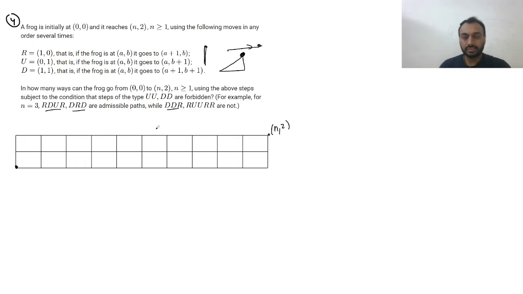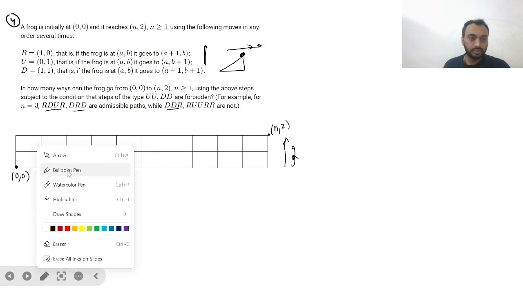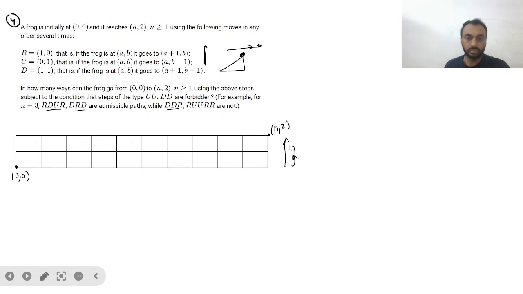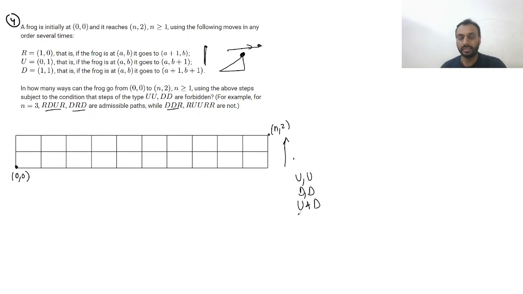Okay, so there is no restriction on R. From 0 comma 0 we have to reach n comma 2. First we can observe one thing: we have to go up by 2 units only. We can achieve that either by using 2 U steps, or 2 D steps, or 1 U and 1 D step.